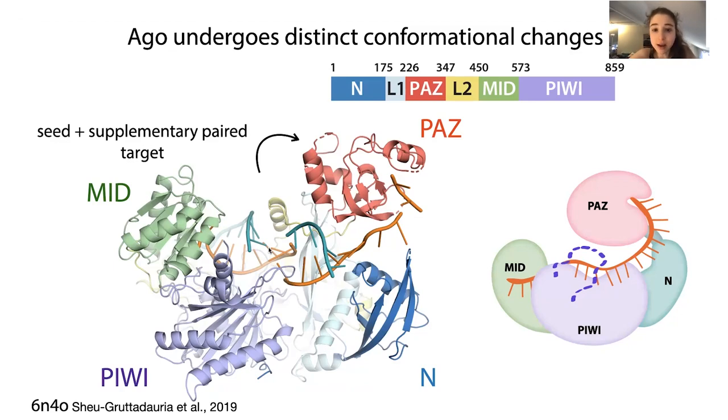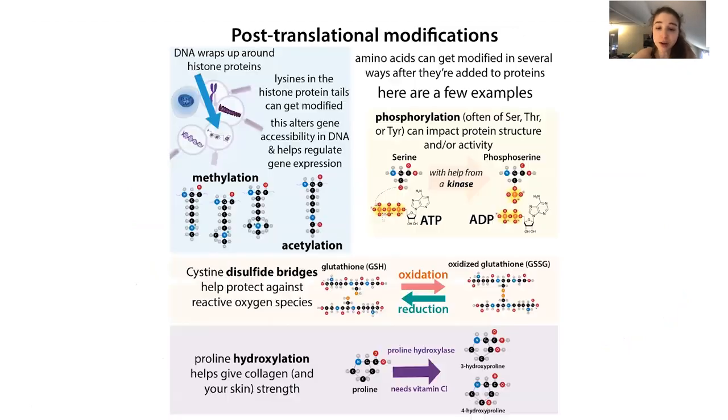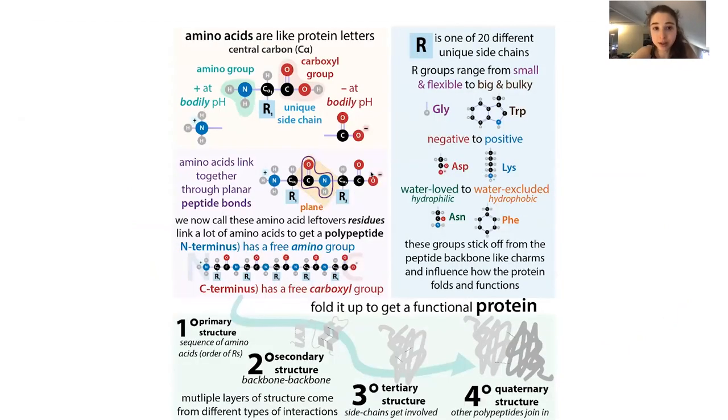Proteins can also make other shape changes, sometimes in response to binding, sometimes in response to being modified, like a post-translational modification, something like phosphorylation or acetylation or methylation. These proteins consist of chains of amino acids, and these amino acids have all these different properties that I talked about more extensively in other posts, so I'm not going to go into them here. But these are going to influence how the protein folds and how it functions, because the protein wants to optimize all of the interactions it has.